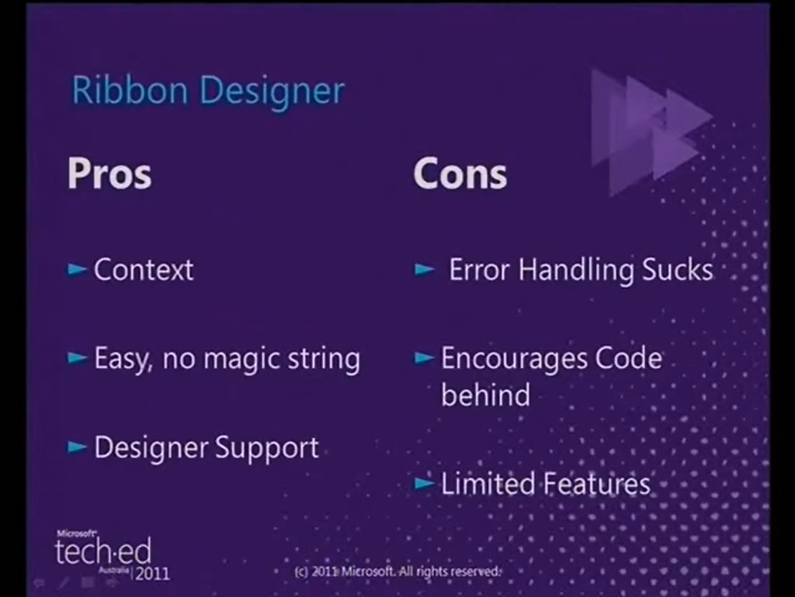The downside of it is the error handling really sucks. If any of your callbacks throw exceptions, it's just swallowed. There's no global exception handler or anything. You just can't hook into it. A lot of the common workarounds for that is wrap absolutely everything in try catches, or you have to implement a custom IRibbon manager, which is also a fair amount of work, and then you can hook into the different things. It encourages code behind.